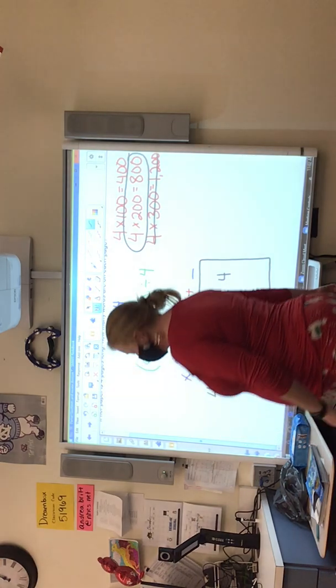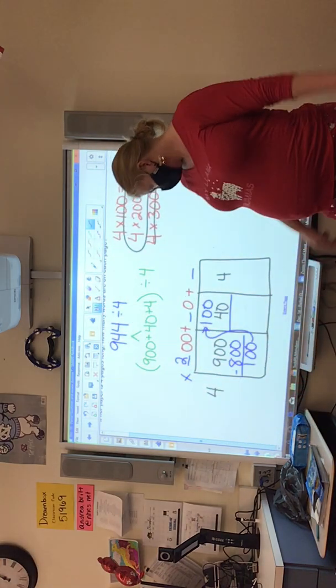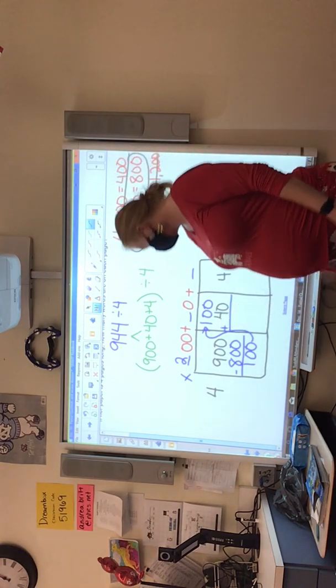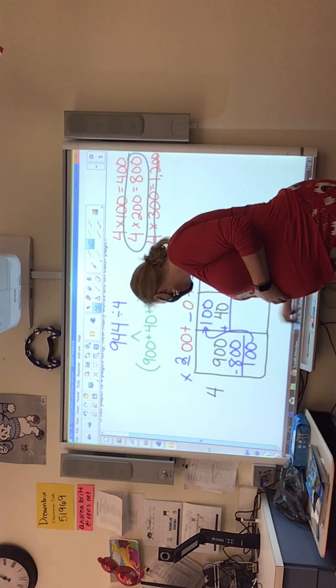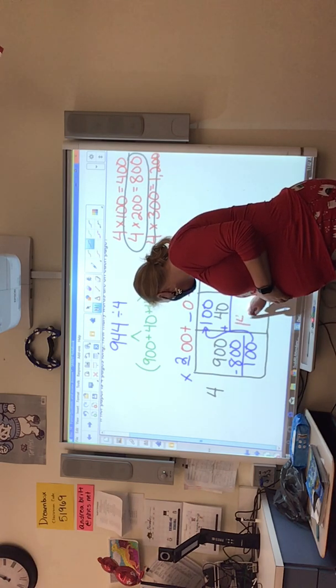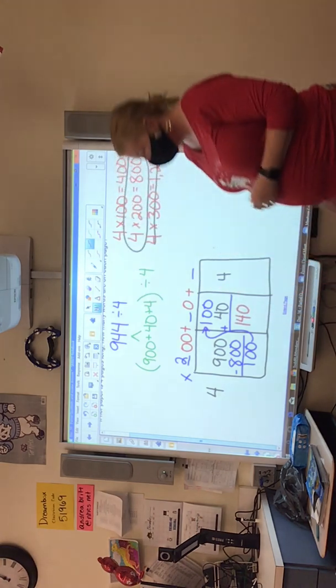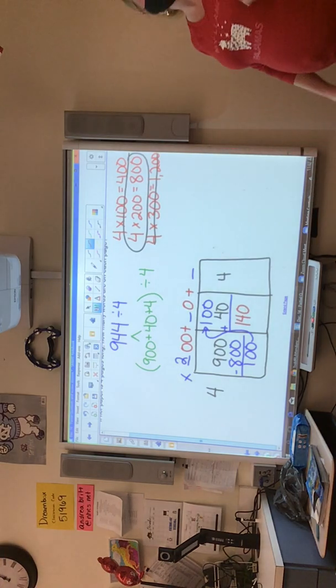What do I do with 140, Caden? Yes. Add. Thank you. So, 100 plus 140. Y'all are killing it. And then you do the... I'm going to change my color so we can see a different color. 140. Now what do I do?